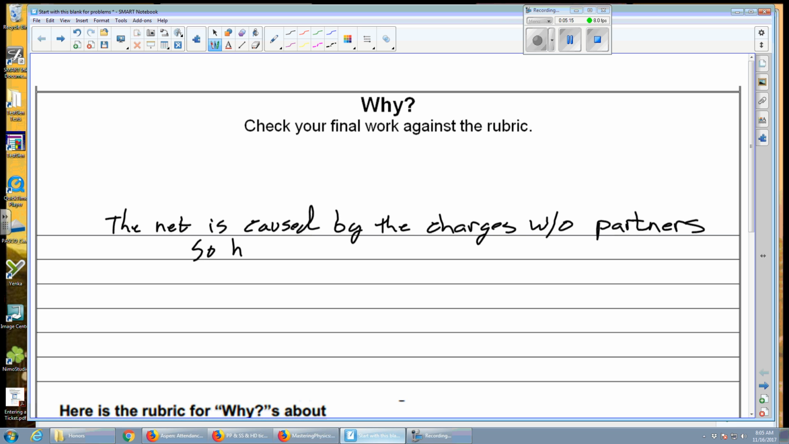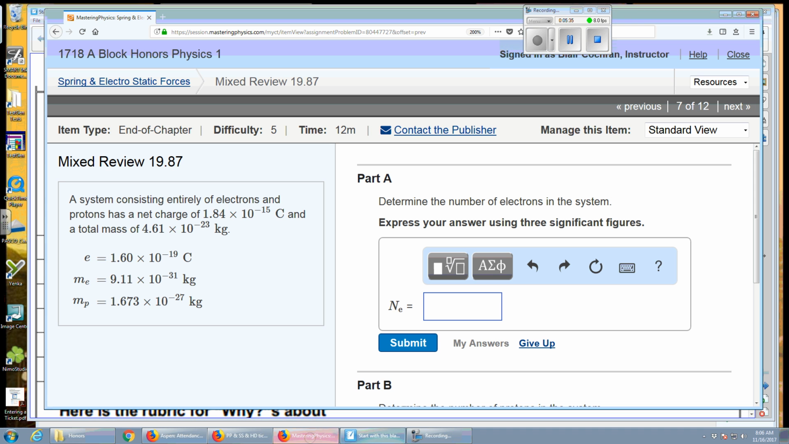So here there are extra electrons, and you know that because of the negative. Protons, you know that because of the positive. Because I think mine's positive, right? Yeah. My net charge is positive, so I know there's extra protons.